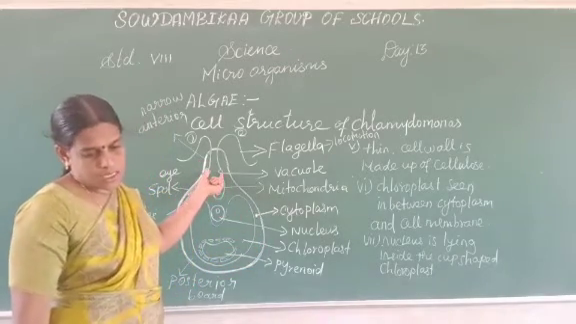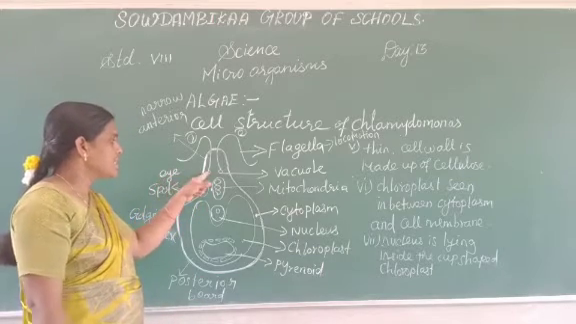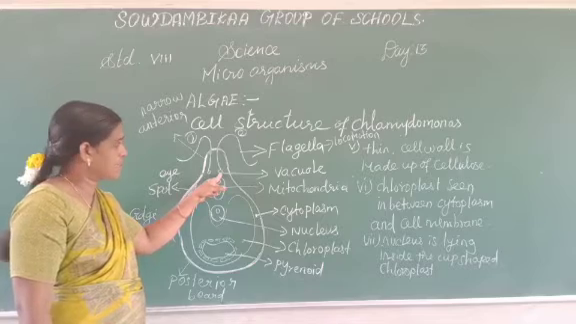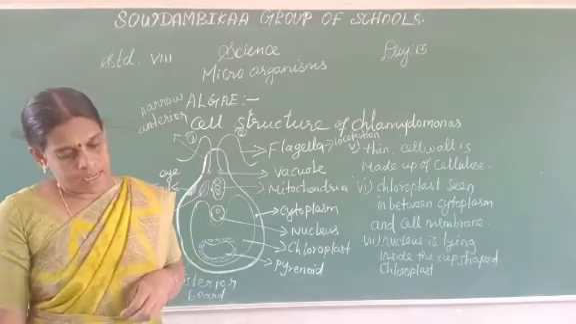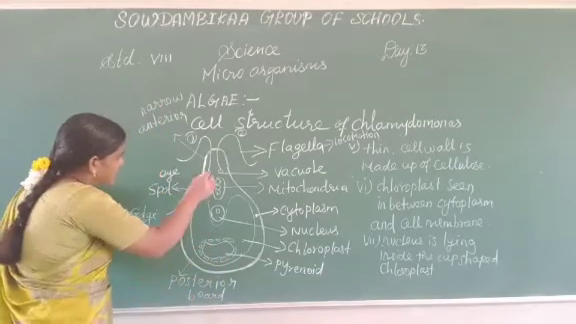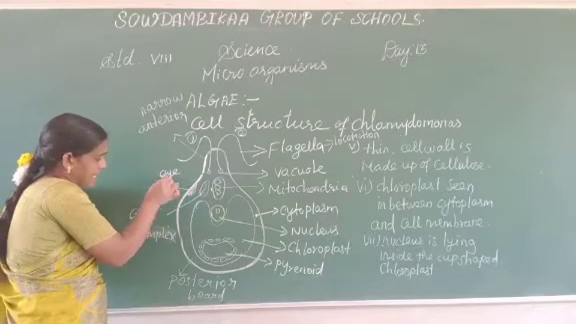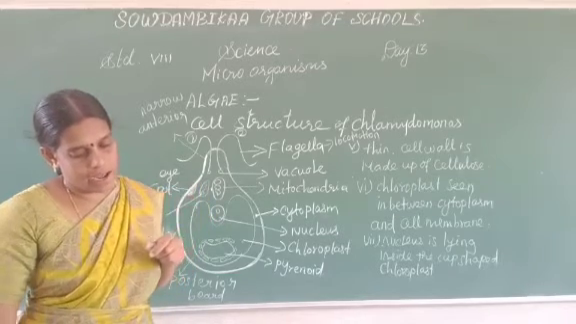Next one is the two contractile vacuoles. The two contractile vacuoles are seen at the base of each flagellum. Next one: the anterior part of the chloroplast contains eye spots, tiny red colored eye spots.